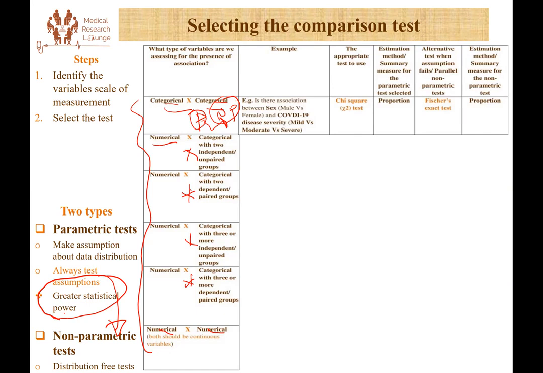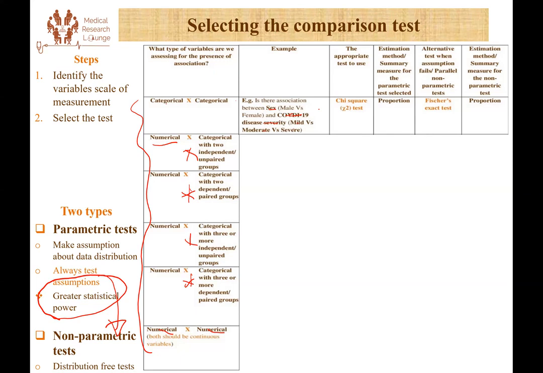If we have two categorical variables, then we have to use its own group of tests. Let's start with an example. Here, my interest is to see if there is an association between sex and COVID-19 disease severity. As you can see, both of these variables are categorical responses. For sex, I have male and female, and for COVID severity, I have three groups: mild, moderate, and severe. So both of them are categorical variables. They can have two or more responses, but both of them are categorical.